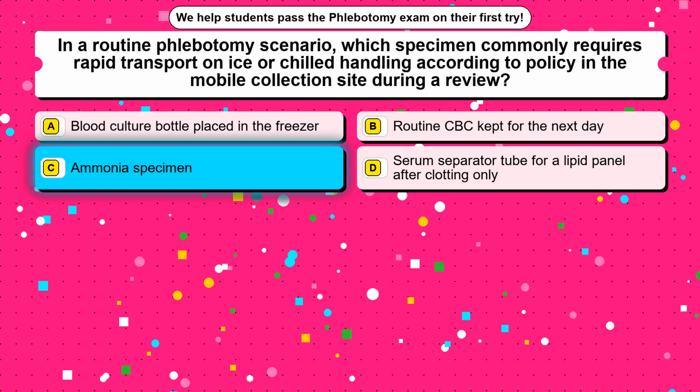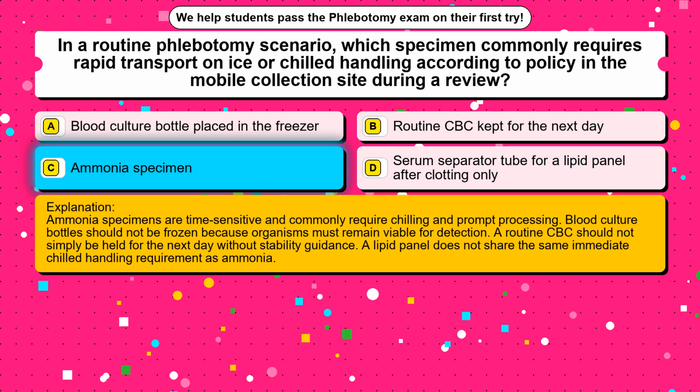The correct answer is option C. Ammonia specimen. Ammonia specimens are time-sensitive and commonly require chilling and prompt processing. Blood culture bottles should not be frozen because organisms must remain viable for detection. A routine CBC should not simply be held for the next day without stability guidance. A lipid panel does not share the same immediate chilled handling requirement as ammonia.